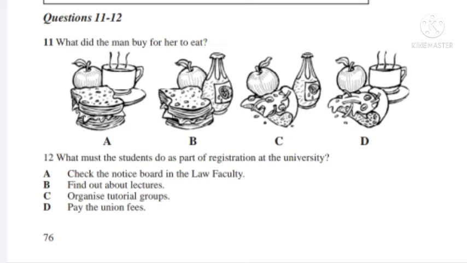Oh, well, in order to register, we've got to go to the law faculty and get this card stamped, and then go back to the admin building and pay the union fees. That means we're registered. After that, we have to go to the notice board to find out about lectures, and then we have to put our names down for tutorial groups and go to the library. Oh, great. Well, first let's sit down and have our lunch, eh?